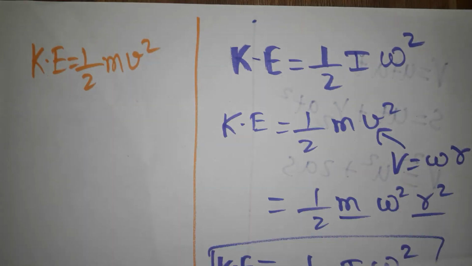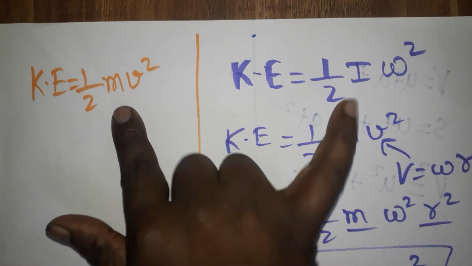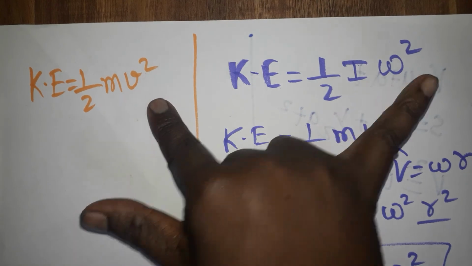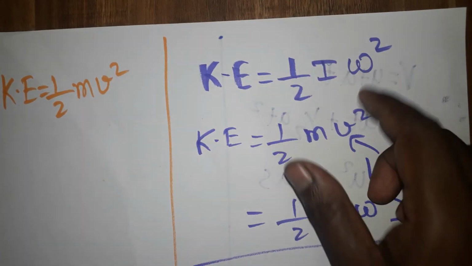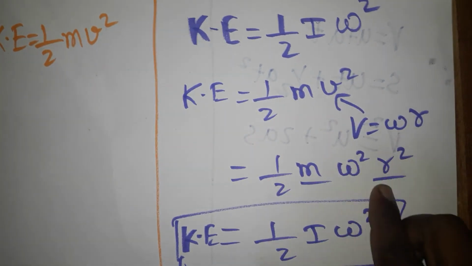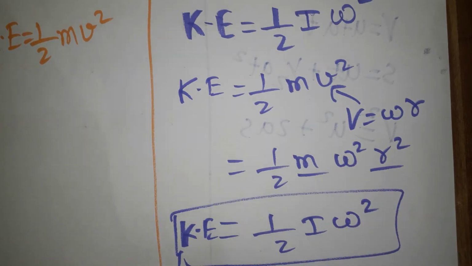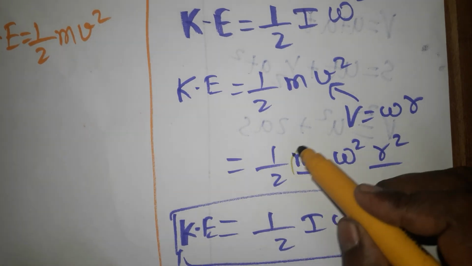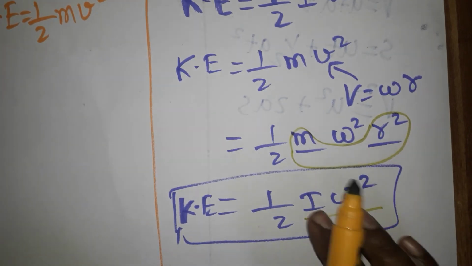Next, kinetic energy: half mv square. In rotation motion, mass becomes inertia and v becomes omega. So like this we get half I omega square. If you want proof, we have v equal to omega times r, so m omega square r square. Mr square is called inertia. If you separate it, m r square together gives inertia. So half I omega square is the kinetic energy.